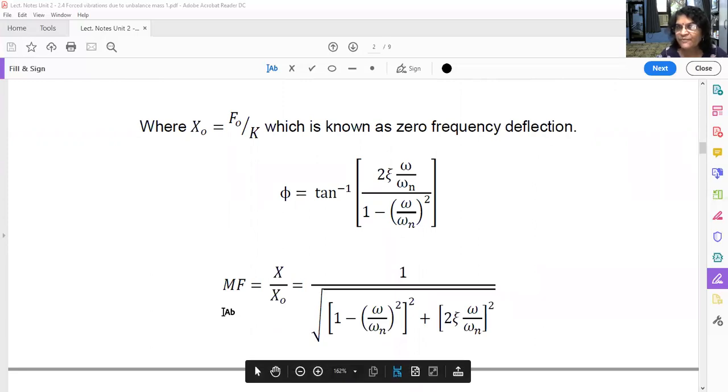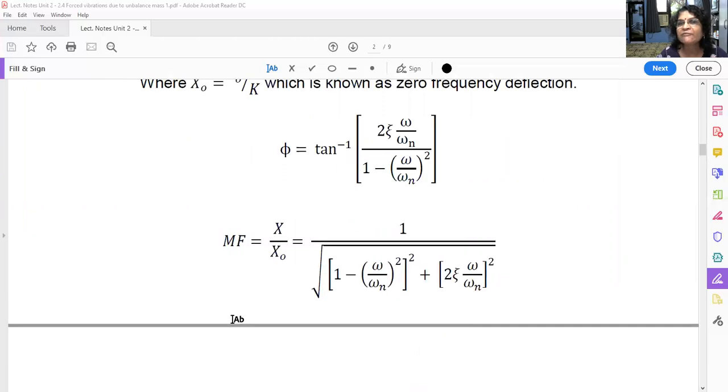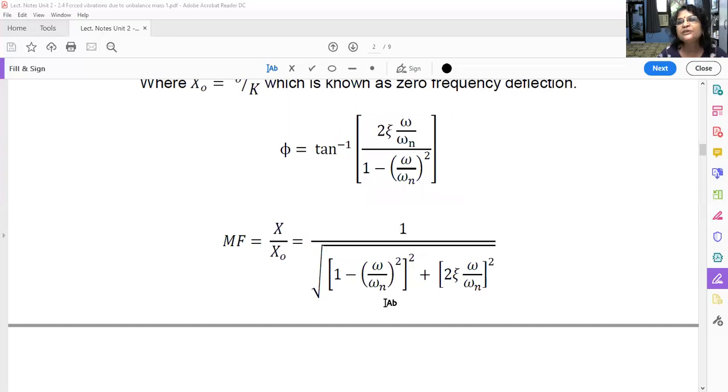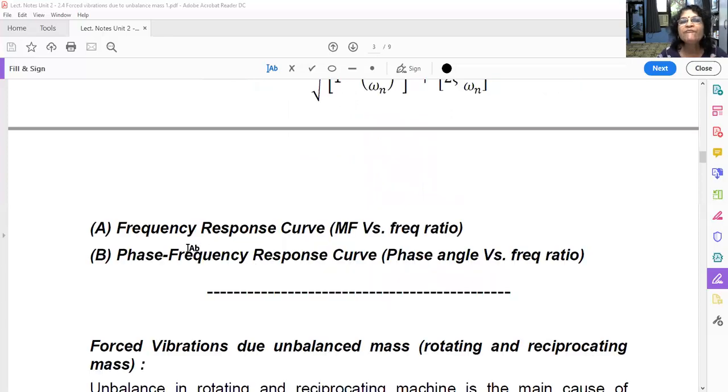It is the ratio of steady state amplitude to the zero frequency deflection, which is given by 1 upon square root of (1 minus (omega upon omega n) squared) whole squared, plus (2 zeta omega upon omega n) squared. And finally we had studied frequency response curves, that is magnification factor versus frequency ratio, and secondly the phase frequency response curve, that is phase angle versus frequency ratio.